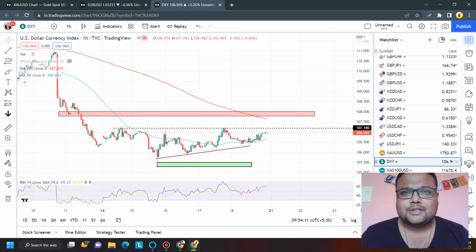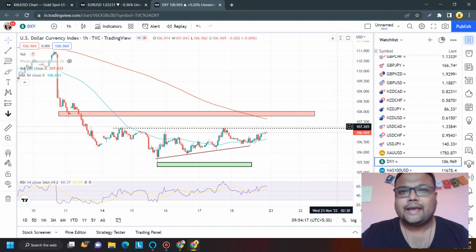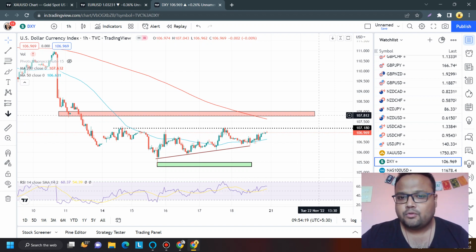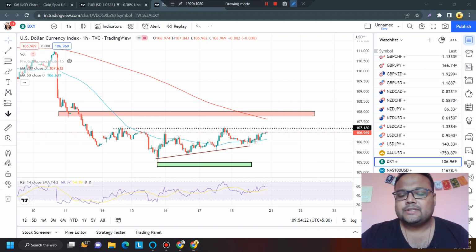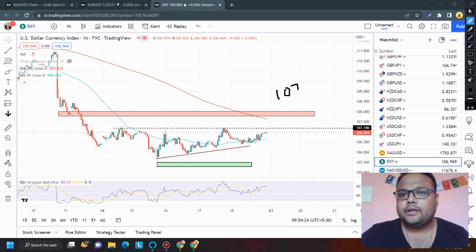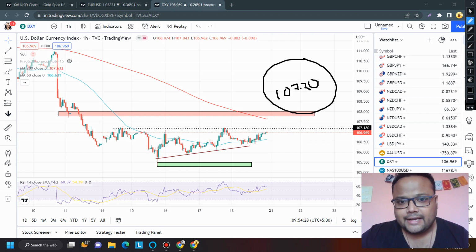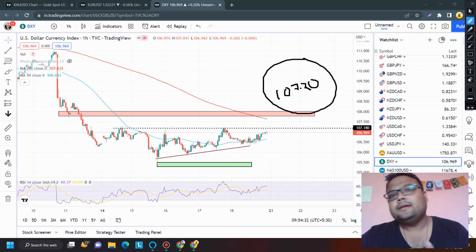Yes, the US dollar currency index DXY was very flat, choppy, and sideways during the whole week, and we did not see any big move. DXY's next resistance is around 107.20, and during the last trading session on Friday, DXY just closed below the resistance zone here. So on Monday, we'll have to watch what DXY does after the market opening.